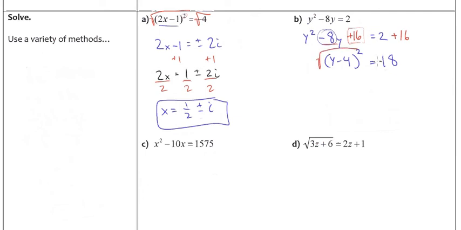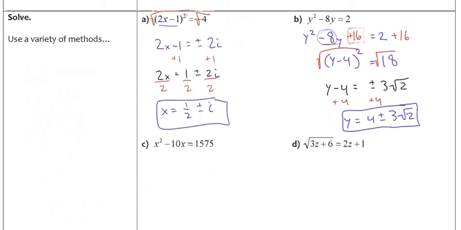Take the square root of both sides, just like we did on problem A. That gives us y minus 4 is equal to positive or negative 3 root 2. That's the square root of 18. All right, we're going to add 4 to both sides and be done. Coming up with our final answer of y is equal to 4 plus or minus 3 root 2.